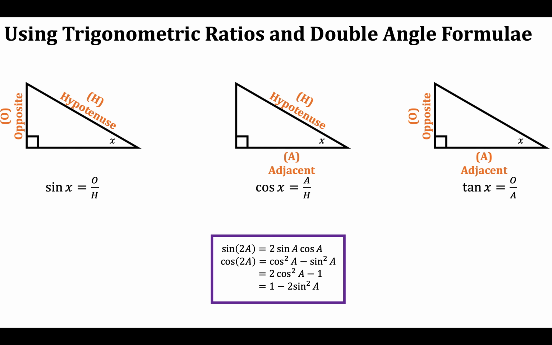We also know our double angle formulae. So we've got sine of 2A is equal to 2 sine A cos A, and cos of 2A, we have three options here. We've got cos squared A minus sine squared A, we've got 2 cos squared A minus 1, and we have 1 minus 2 sine squared A.